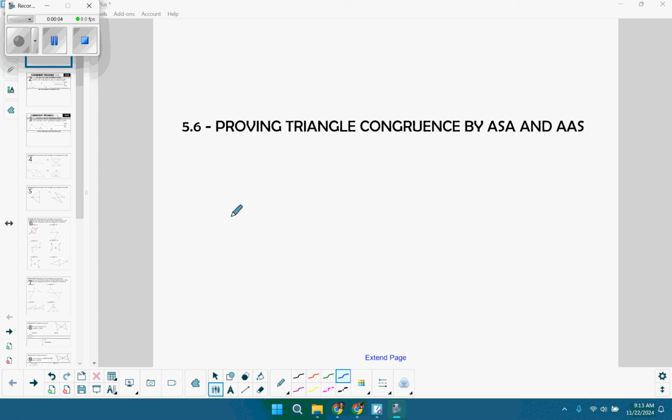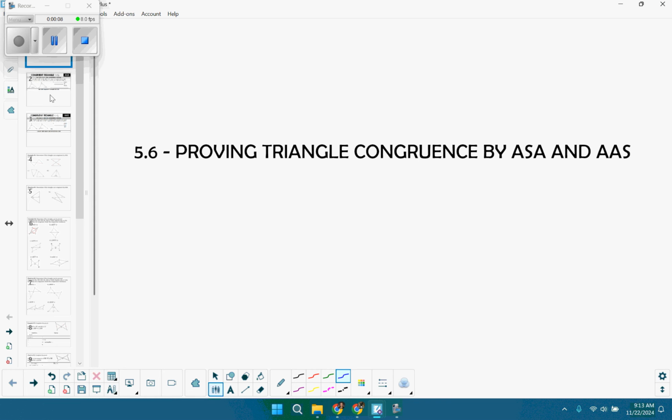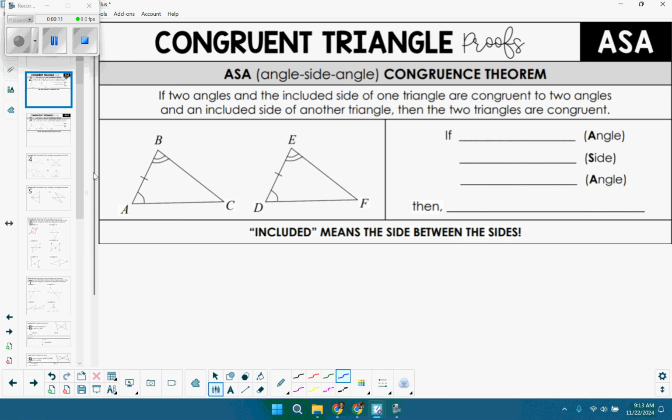This lesson is 5.6. We're going to be talking about two more methods of showing that triangles are congruent, ASA and AAS. So using two angles and a side will get us congruent triangles, but there's a difference between where that side is located. First, for angle side angle, or ASA, it's going to be two different angles, and then connecting them is the side that's included. So that would make it angle, angle with the side in between, or ASA.